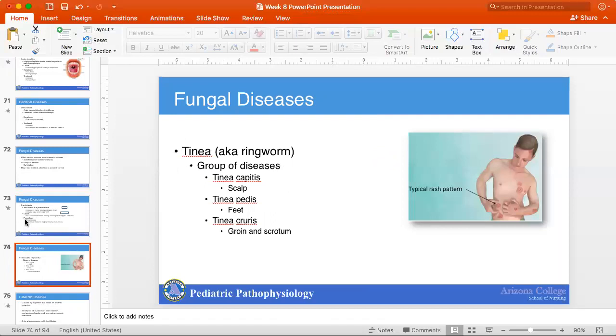Tinea or ringworm, so you can kind of see the ringworm appearance here throughout this boy's body. It's a group of diseases: tinea capitis, which you find in the scalp, tinea pedis, which is ringworm in the feet, or tinea cruris in the groin and scrotum area. They can occur in several different locations.